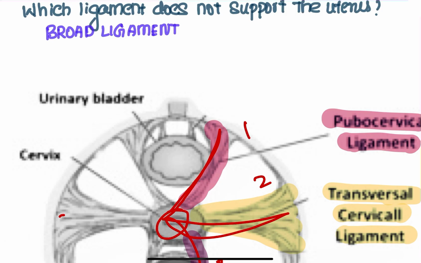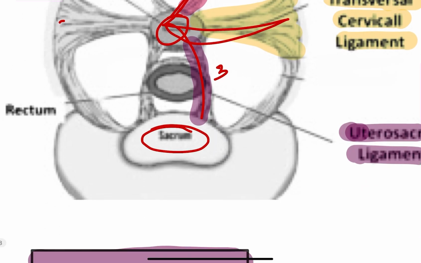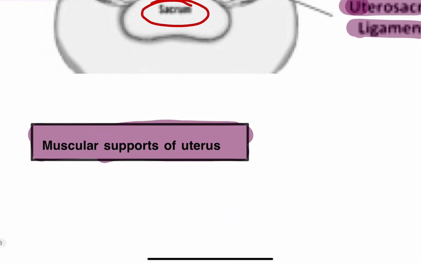Which ligament does not support the uterus? There is one ligament which does not support the uterus, and that ligament is called the broad ligament. Broad ligament is not a ligament, right? It is a misnomer. It is actually a peritoneal fold which is called a ligament. So the broad ligament does not provide any support and stability to the uterus.